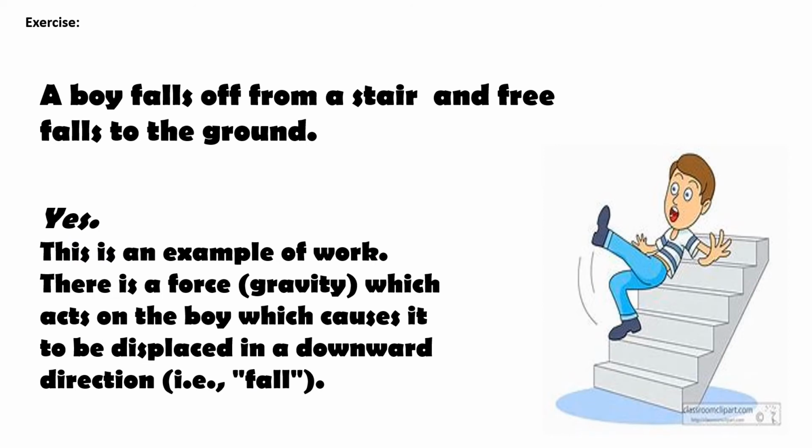Okay, we have here another example. A boy falls off from a stair and free falls to the ground. Okay, so this is an example that there is work done. Why? As you can see, there is a force of gravity which acts on the boy that caused the boy to be displaced in a downward direction. So the fall of the boy caused him to be displaced.